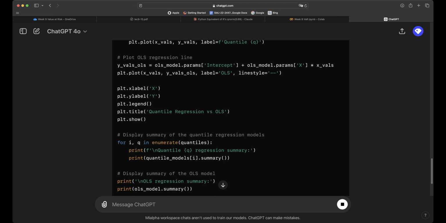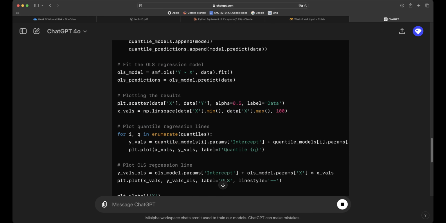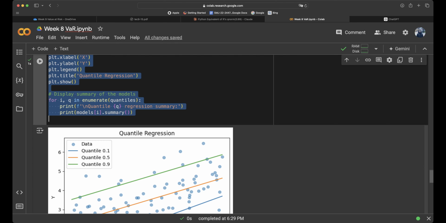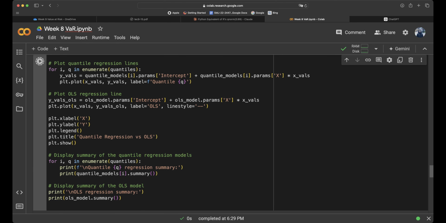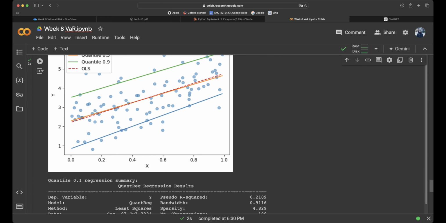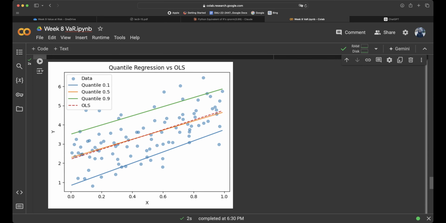Okay, let's see. This should be better. So quantile, OLS. Well, this OLS and quantile almost overlap. Okay, so OLS is the dotted line. So given X and Y, we fit the data with that line, OLS, and it is almost identical to this orange line, which is basically quantile 0.5.